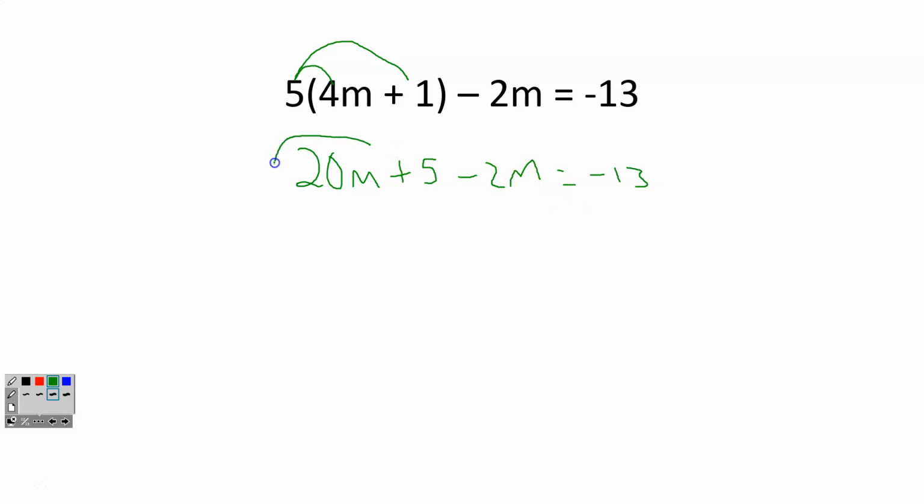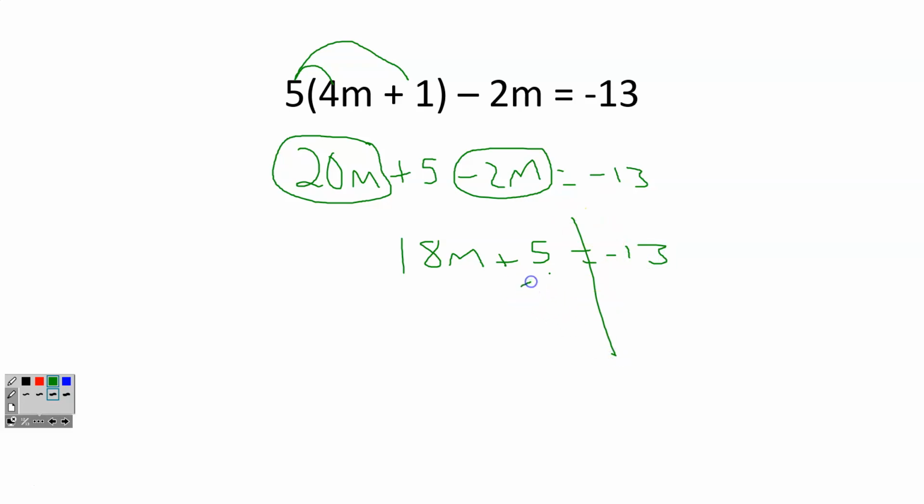I can combine some stuff now. I can combine my 20m and I'm going to combine my negative 2m. Remember, include the sign that's in front. That's going to give me 18m plus 5 equals a negative 13. I'm going to subtract 5. It gives me 18m on this side and a negative 18 on this side. And the last step is to divide both sides by 18, which gives me an answer of m equals a negative 1.